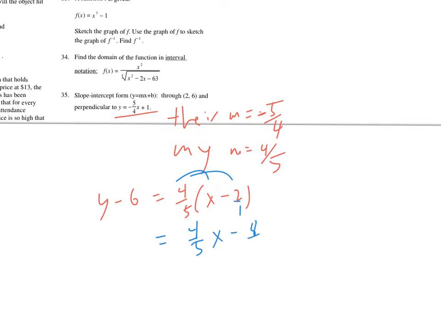And so that's going to be 8 over 5. And then I'm going to go ahead and add 6 on this side, and then I'm going to add a common denominator, 6 over here, so that'll be 30 over 5. And so that'll give me y equals 4 over 5 x plus 22 over 5.